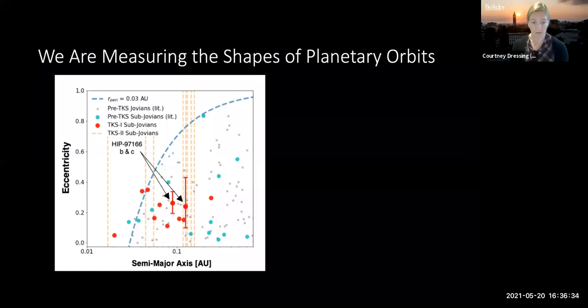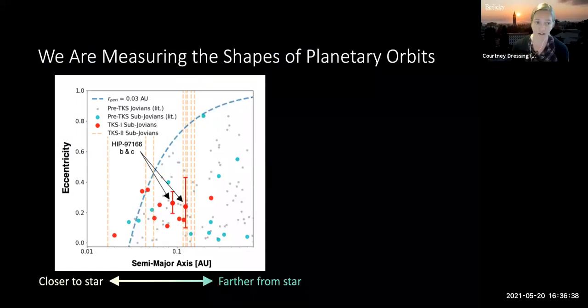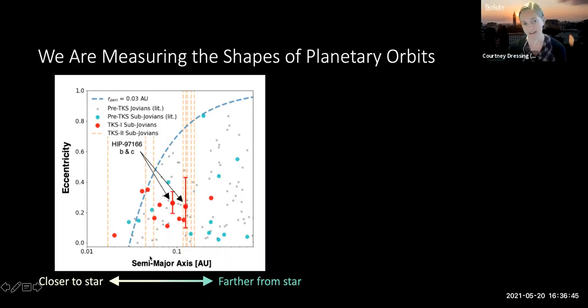For the planetary orbits, this figure from our proposal, from a paper by McDougall et al., shows the sample studied by TKS. So on the left here, we're looking at eccentricity. On the bottom, we're looking at semi-major axis. In turquoise, we're looking at the planets that were studied before the TKS survey that happen to be sub-Jovians. And in red, we're looking at the ones that are part of our survey. We also have some new proposed targets in the proposal that I just led that are marked by orange lines.